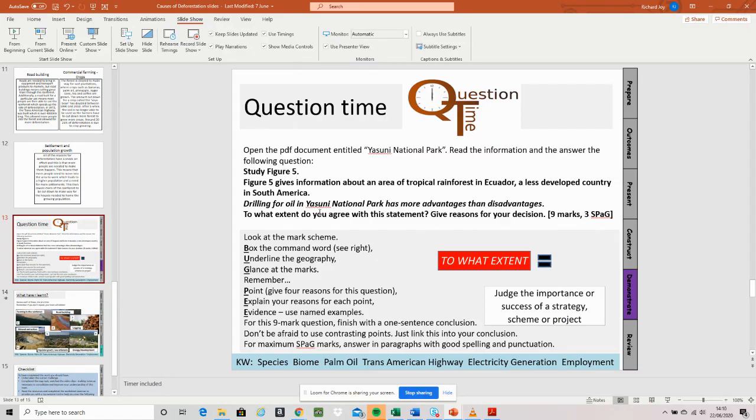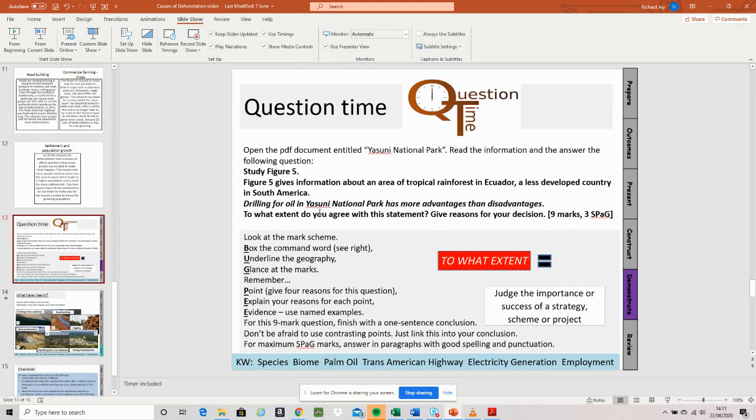So for a positive answer there, saying that it has more advantages than disadvantages, we'd be looking for detailed ideas about the advantages of exploiting the oil. So, for example, Ecuador is a poor country, so it's got a low income. The fact that they need to cut down the forests to exploit the oil, as they are reliant on selling these primary products in order to be able to survive.